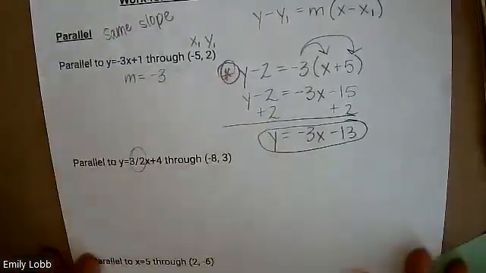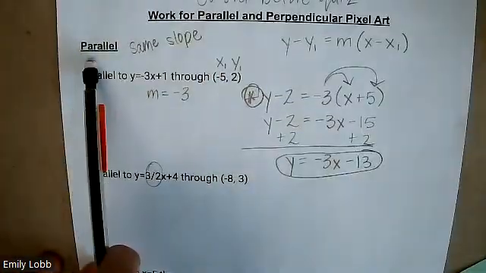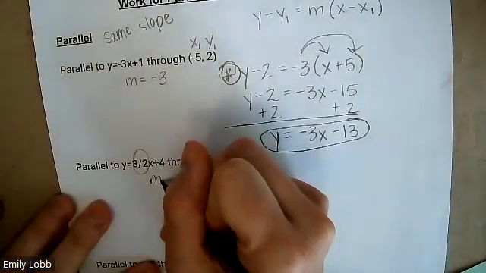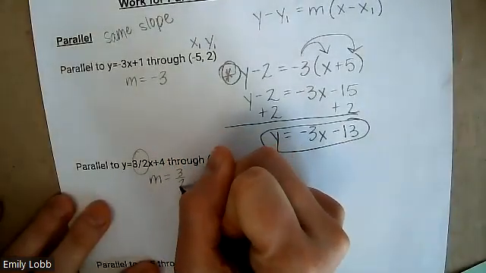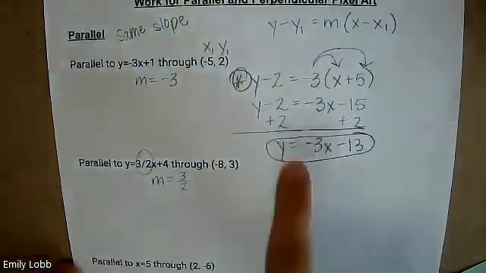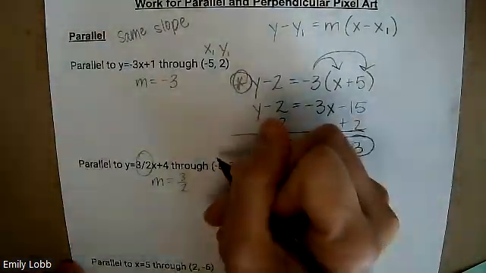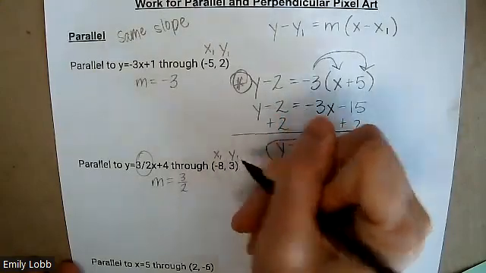Yesterday. So I'm going to go right to 2. Notice we're looking for a line parallel. That means the slopes are the same. So our new m is still going to be 3/2. We're using our point slope form. This is our point x1, y1.